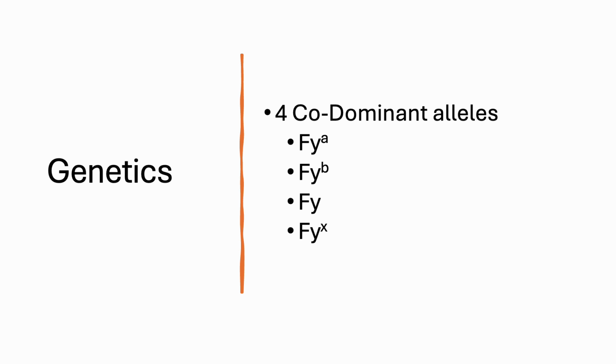So there are 4 main codominant alleles. You have Duffy A, Duffy B, FY, and FYX. Duffy A and Duffy B are the 2 most common alleles. The FY is a silent allele, which results in no expression on the RBCs, though there could be some expression on other tissues. And this is one that's very common in individuals of African American descent. And Duffy X is a rare allele that is a weakly expressed variant. And we'll talk about each of these a little bit more in detail.